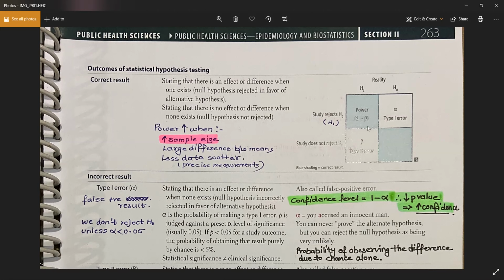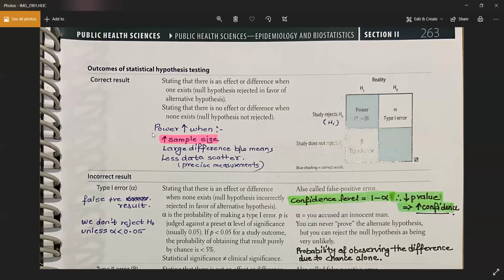Okay, and 1 minus beta would be your power, because of chances of failing to detect a difference. This would be your type 2 error. And if you remove those chances, you will get the acceptance of the study, which is the power of the study. Okay, and how you can increase the power?